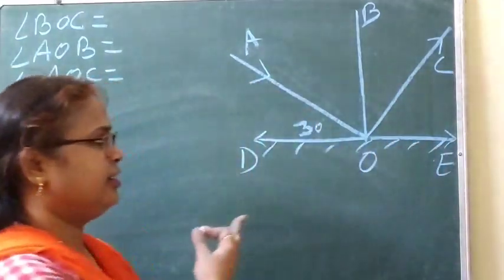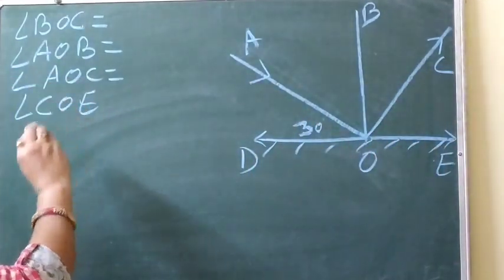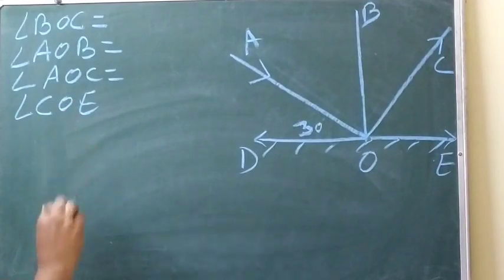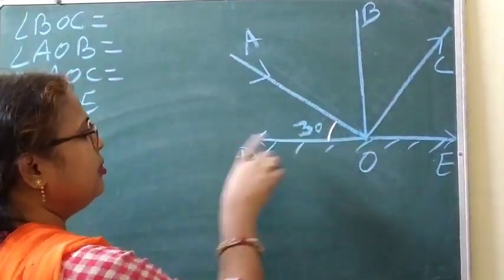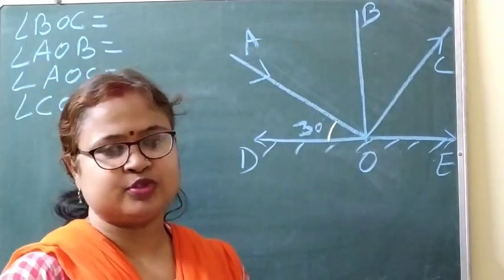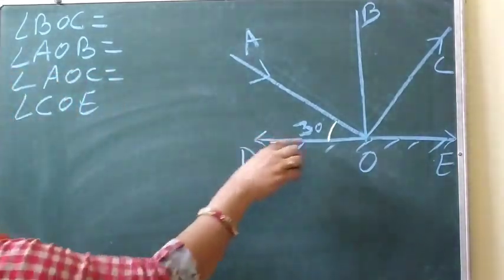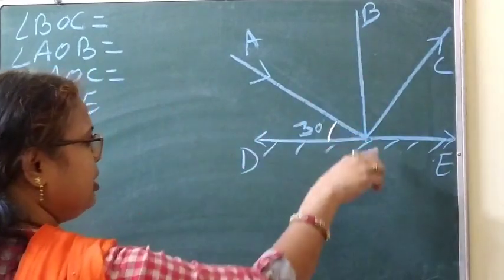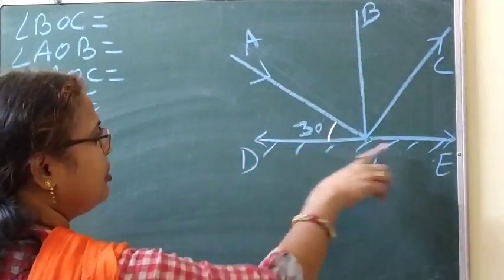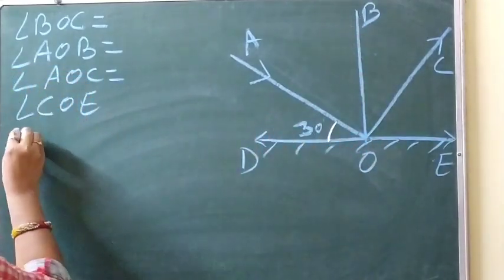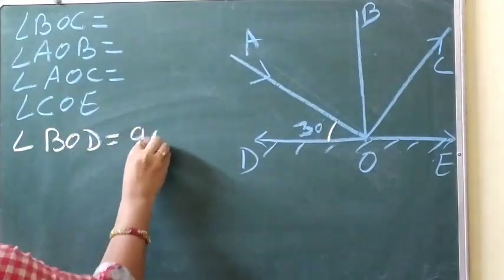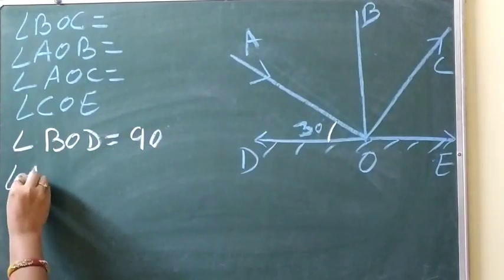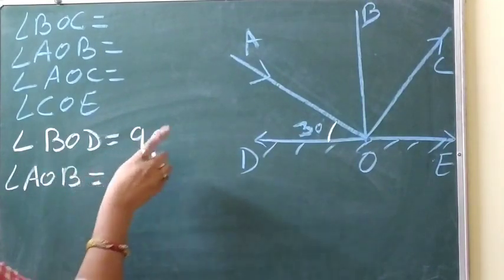This is a diagram. Clear? Here you have to find out the value of AOB, BOC, AOC and angle COE, and this value is given here. Clear? Angle AOD is given as 30 degrees. So let's solve it. This one is given 30 degrees, and BOD, BO is what? Normal to DE. So we can write angle BOD is equal to what? 90 degrees.